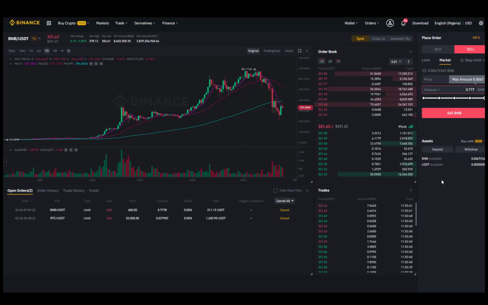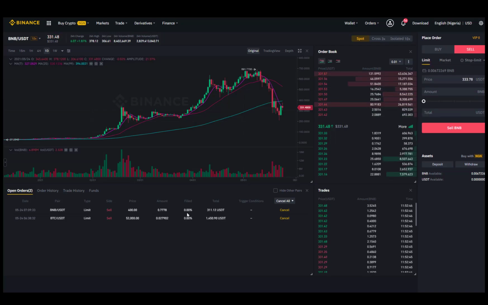Okay, however, for the sake of this tutorial, since I am not ready to sell this, I have a sell limit order for $400, meaning once BNB, or if BNB gets to $400, I want you to sell 0.778 BNB and give me my money back into USD. So as you can see here, since I've already placed the order, it will sell my BNBs at the price of 311.12. Now what does this mean?